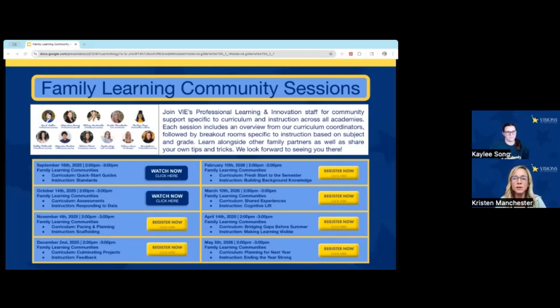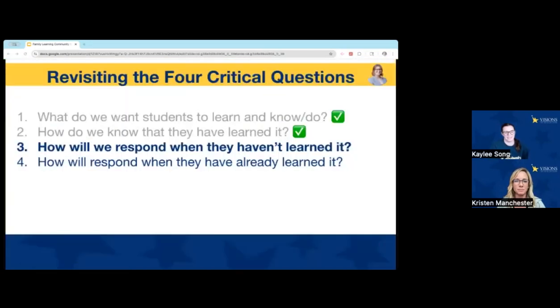In this session, we are going to be covering pacing and planning and scaffolding. Thank you, Kristen. So in this session, we really focused in on questions number 3 and 4 of our 4 critical questions. But big emphasis on question number 3. How will we respond when students have not learned it?